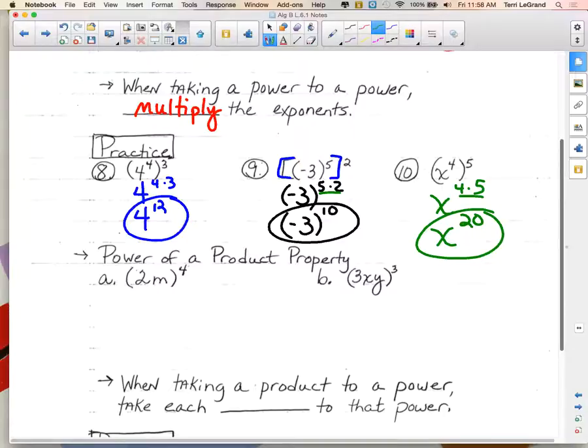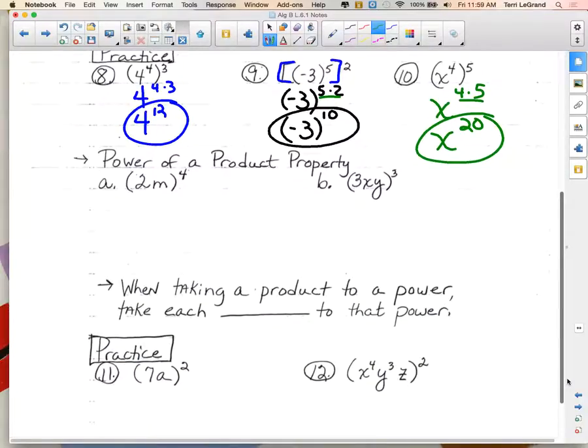Now, what's the other property we've talked about? Power to a power property. When you take a power to another power, you're going to do what with the exponents? Multiply them, and you keep the same base. And that one also, don't you? Okay? Well, now let's throw in a third one.